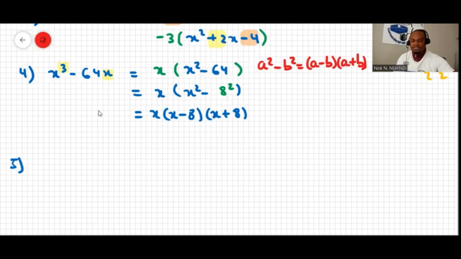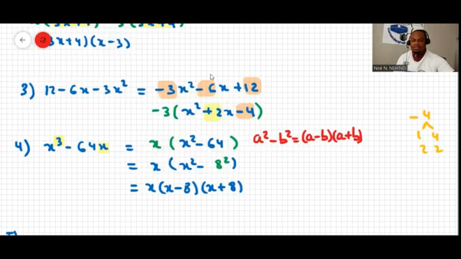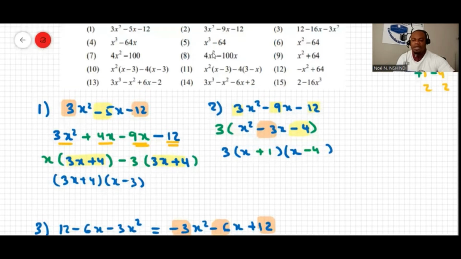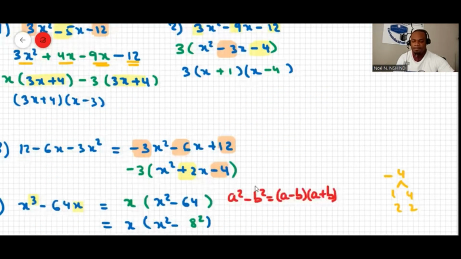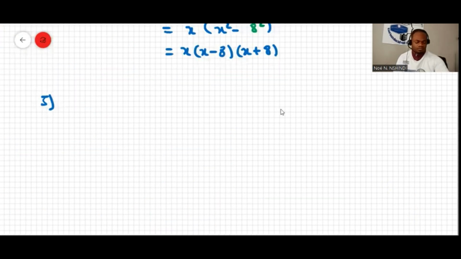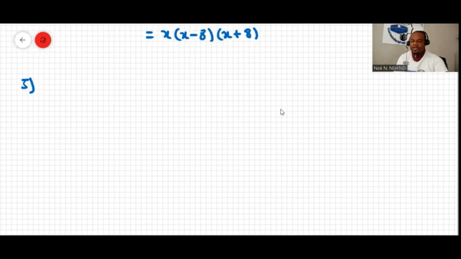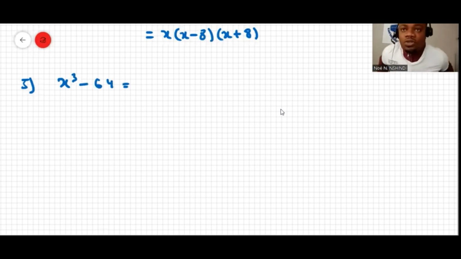Question 5, let's see what they said. x cubed minus 64. Okay, so let's see. We have x cubed minus 64. It is important to note that 64 is also a cube number. It's a square of 8, but it is a cube of 4. So it's going to be like x cubed minus 4 cubed.